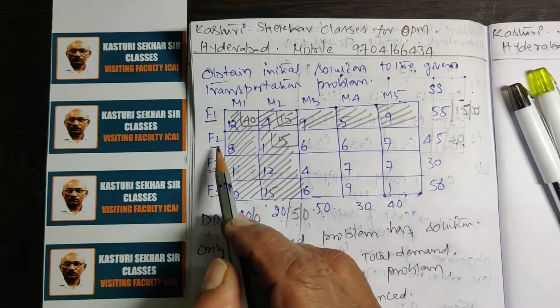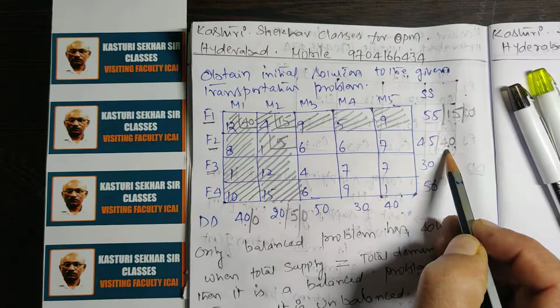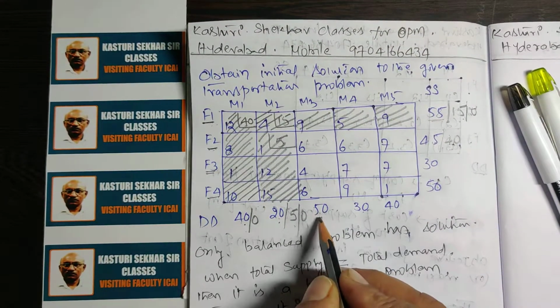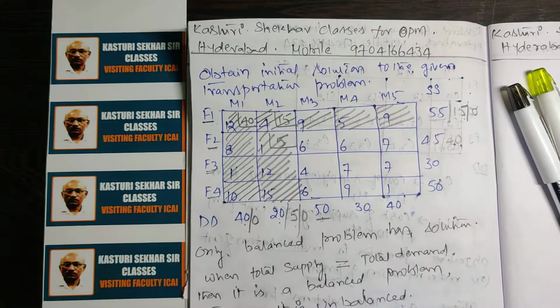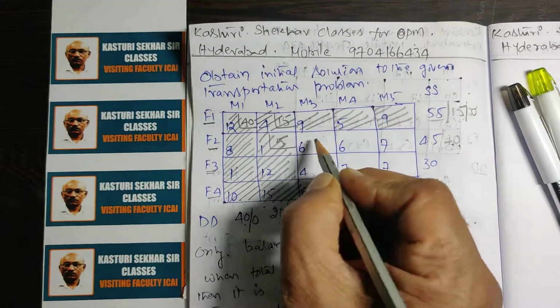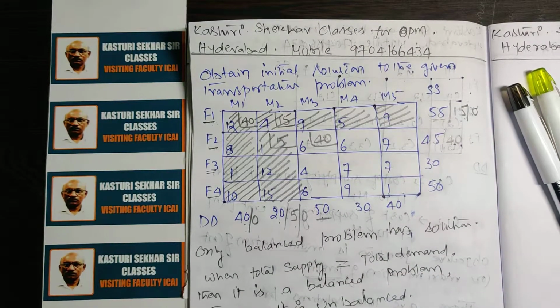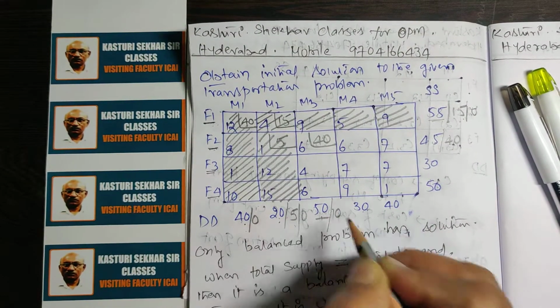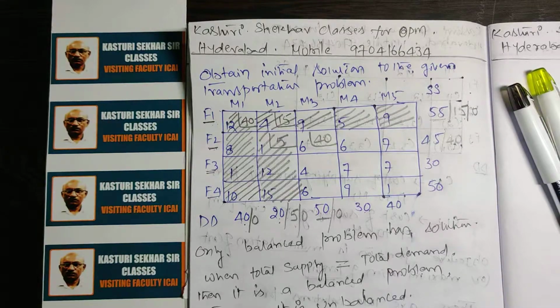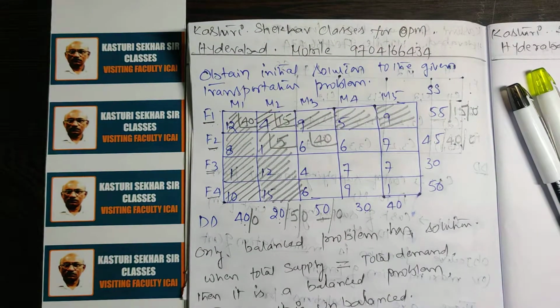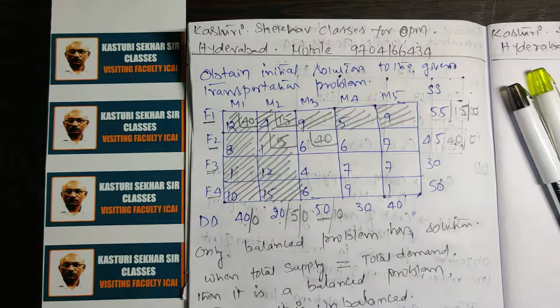Now at F2 still 40 more units are available. Supply goods to market 3. What is the requirement at market 3? 50 units. What is the availability at F2? 40 only. So 40 units are supplied. Requirement reduced to 10. Availability at F2 is now 0.